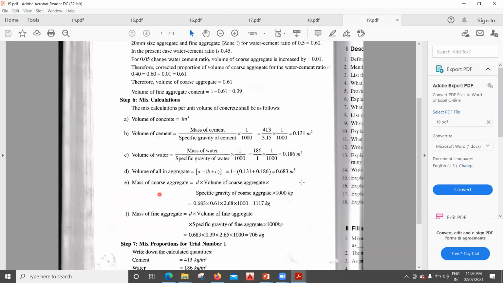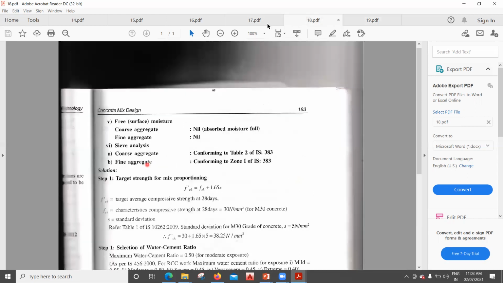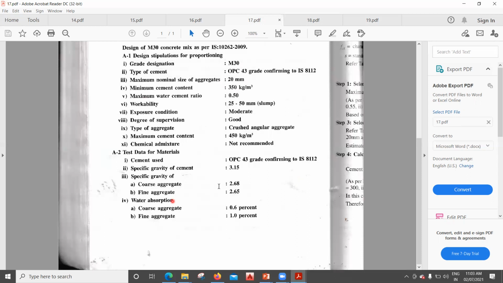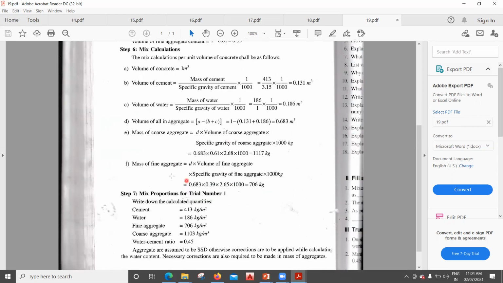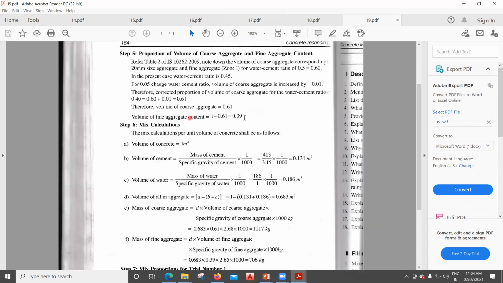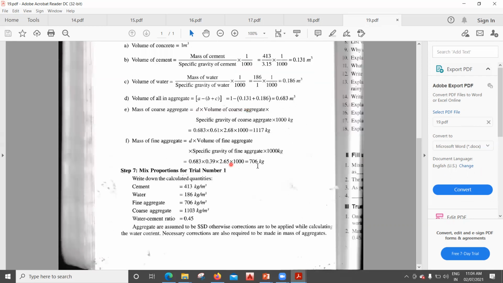Therefore, mass of coarse aggregate will be this answer, 0.683, into the specific gravity of coarse aggregate, which is already given in the question: coarse aggregate is 2.68 and fine aggregate is 2.65. Add that 2.68, and the volume of coarse aggregate we got from here, 0.61, into 1000, gives 1117 kg. For the mass of fine aggregate, same calculation, instead of 2.68 put the specific gravity as 2.65, and the volume of fine aggregate is 0.39, giving 706 kg. That's it, finish; write whatever answer you're getting here.